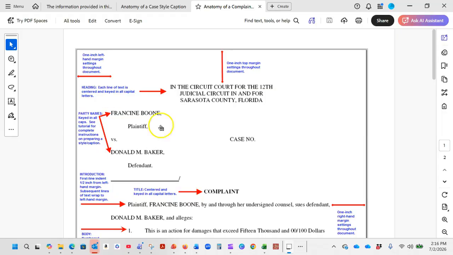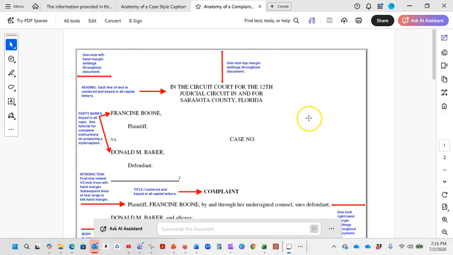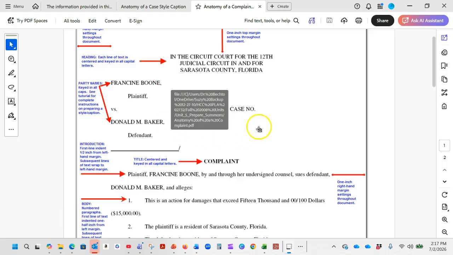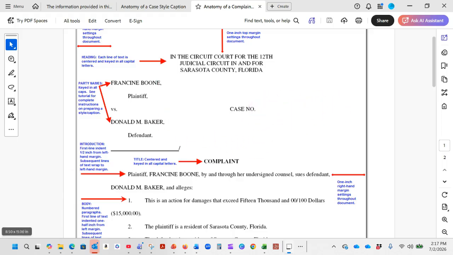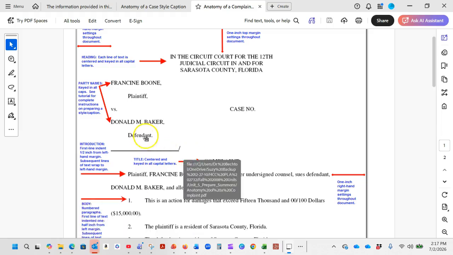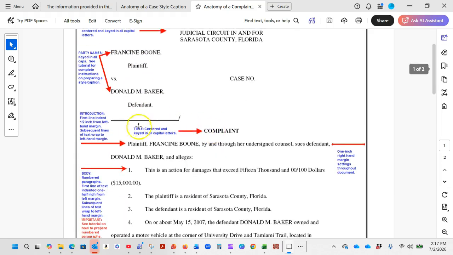All right, so this is a complaint, and we won't worry too much about these little markings right now. Just what it looks like. There's a heading that shows what court this complaint is being addressed to. We have the parties, Francine Boone, plaintiff, Donald Baker, defendant, and a place for the case number. There will be no case number until after the case gets filed. We name the parties, plaintiff and defendant. And there's this little line, really, but it's a frame.